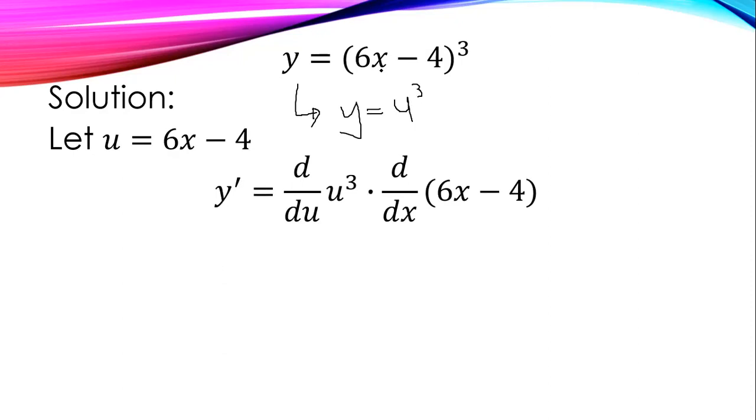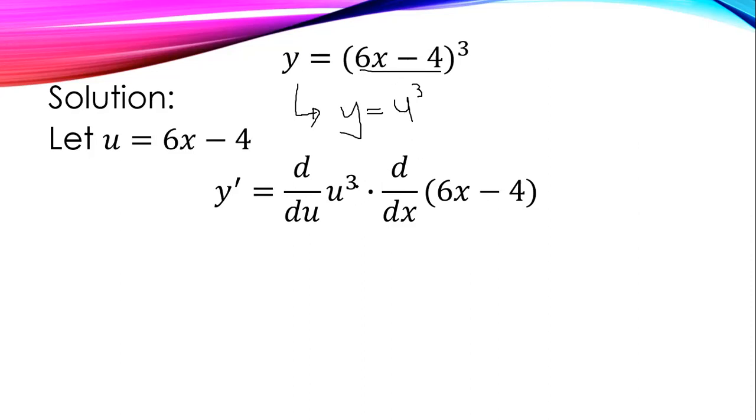Kasi yung 6x minus 4 naging u na siya, dahil we let u be equal to 6x minus 4. And after this, to solve for its derivative, y prime is equal to the derivative of u cubed multiplied by the derivative of 6x minus 4. Ito yon, dito nanggaling yon. The first thing is we have to solve for the derivative of yung nilet natin, and then imumultiply natin sa derivative nung given function natin, yung nasa inner function natin.